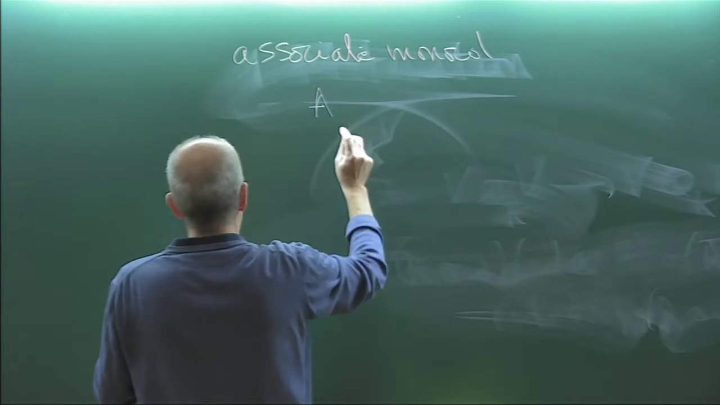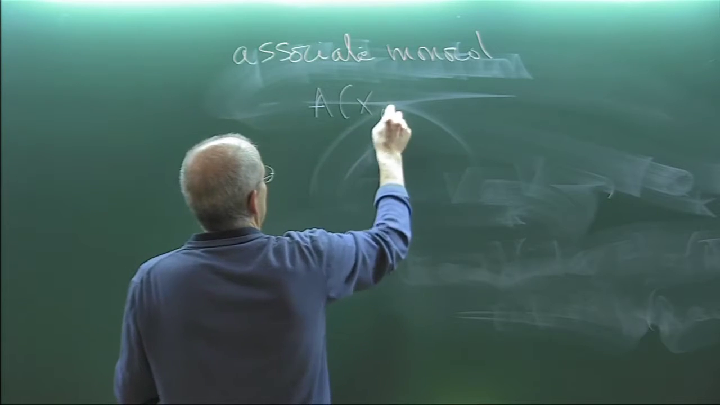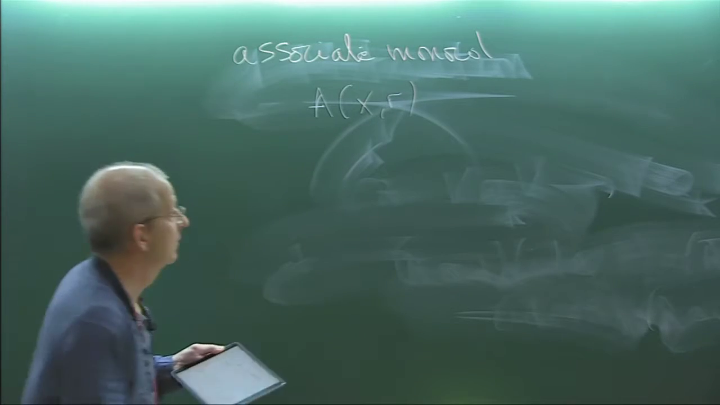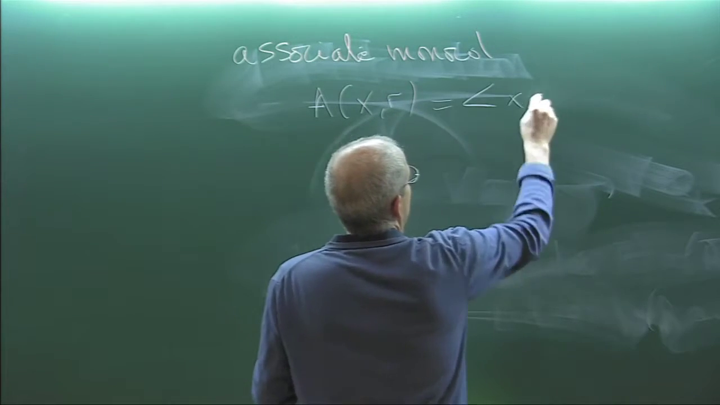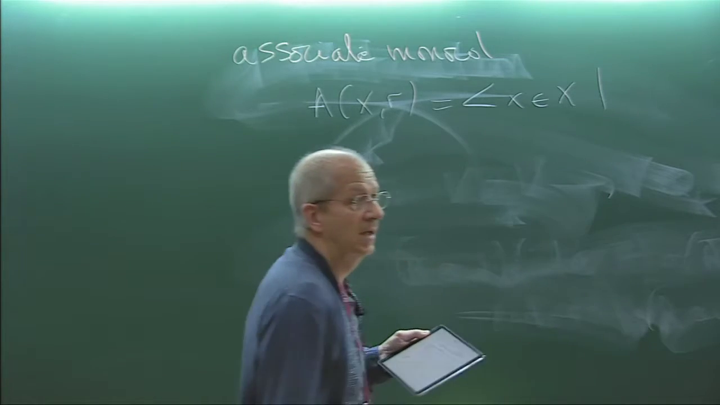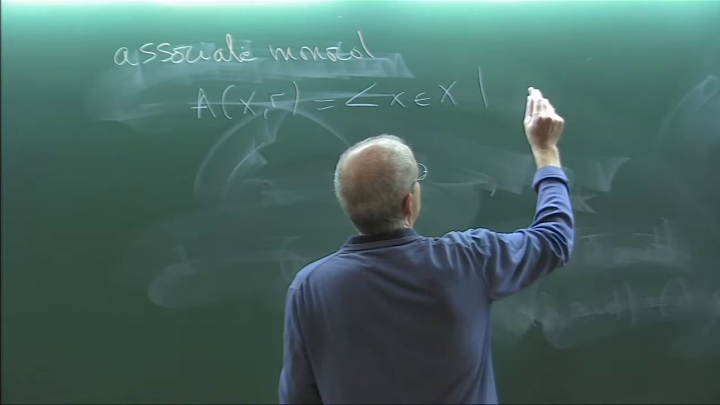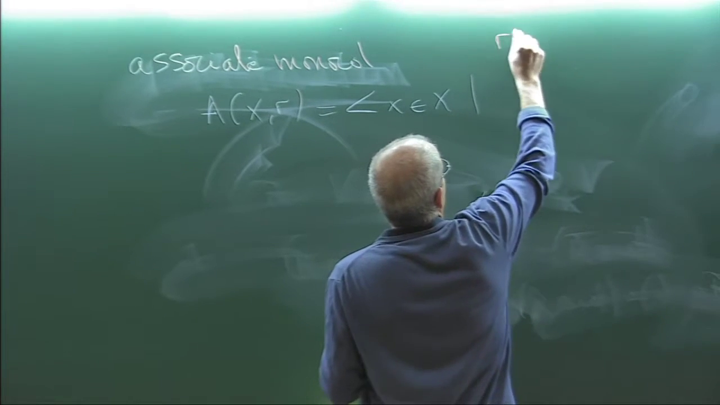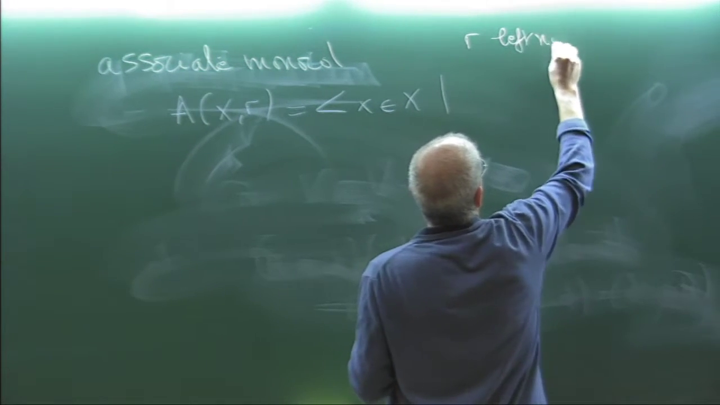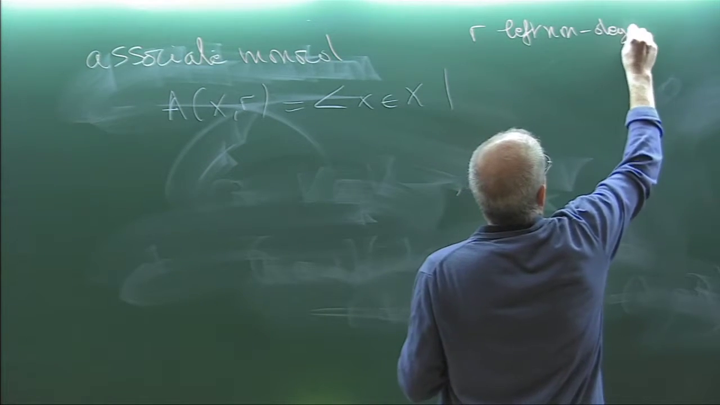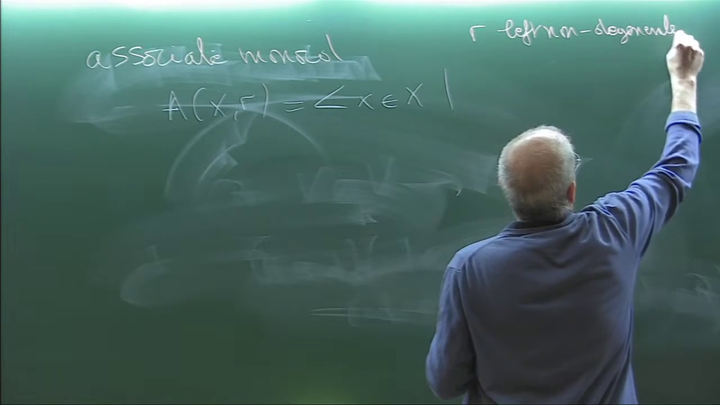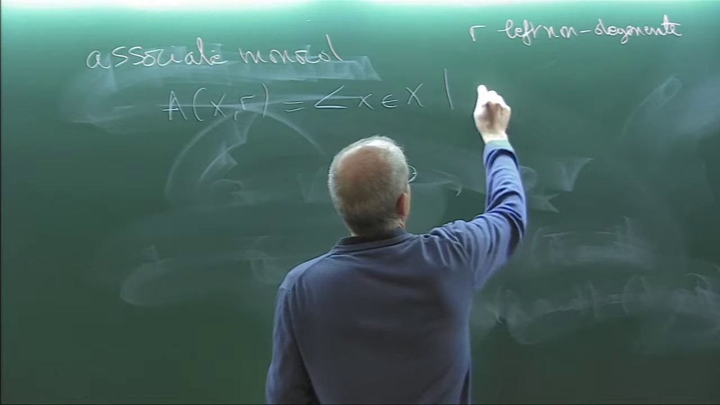Which is denoted by A(X,R). There's no field involved here. And what is the monoid? Again, go with the same generating set. You have your solution, which is R, I'll assume it's left non-degenerate. All I need. And I use these relations.